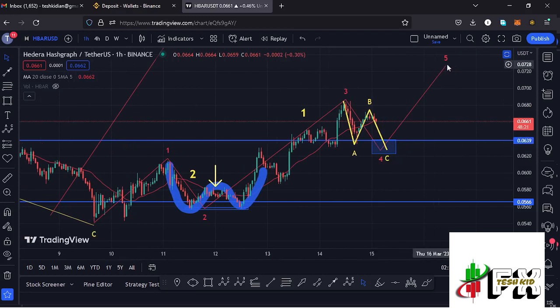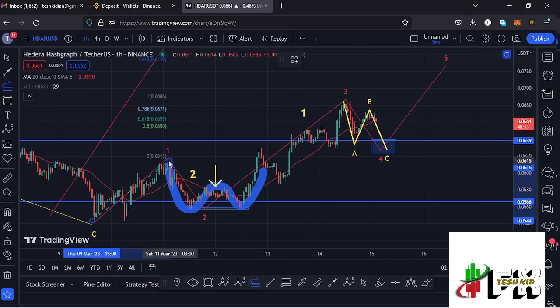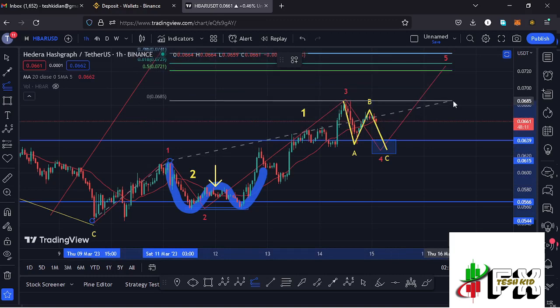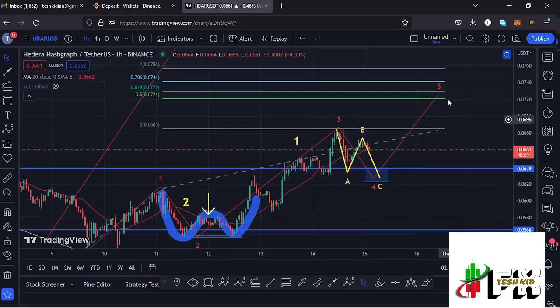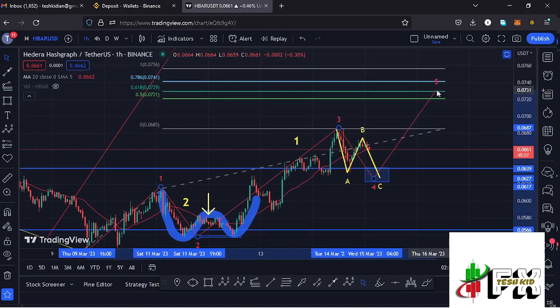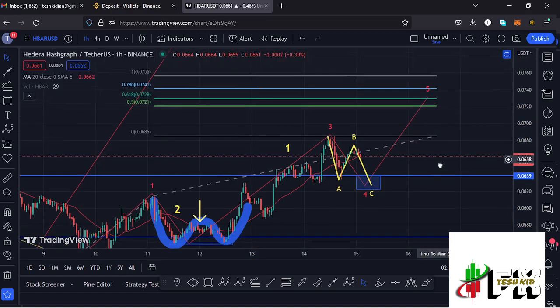And we can also sketch out a target area to the upside in the formation of this wave 5 by connecting the trend based Fibonacci from the low of the first wave to the high of that wave 1, then drag the fibs to the high of that wave 3, and the first target area is the fib level 0.618, and that is at around the $0.0729 mark.